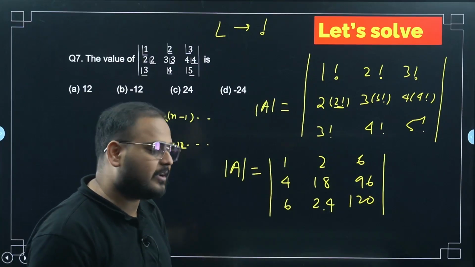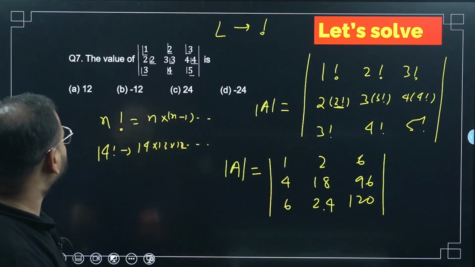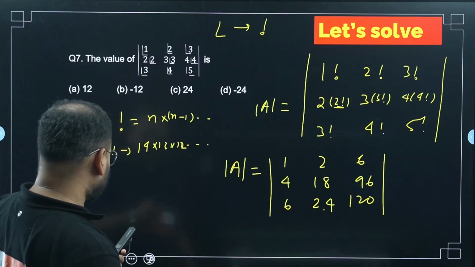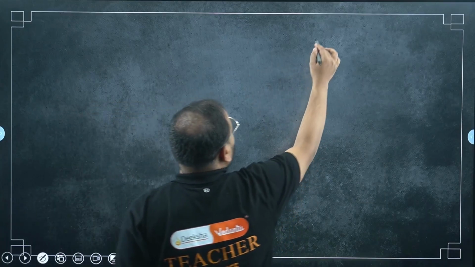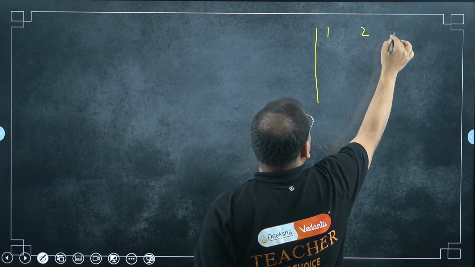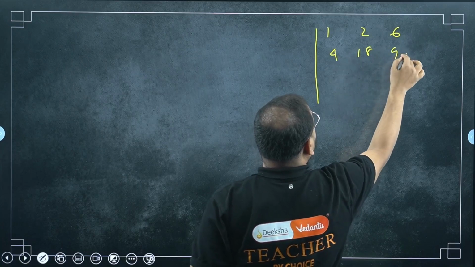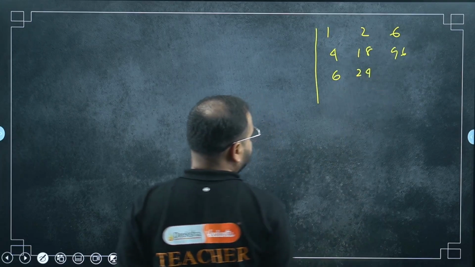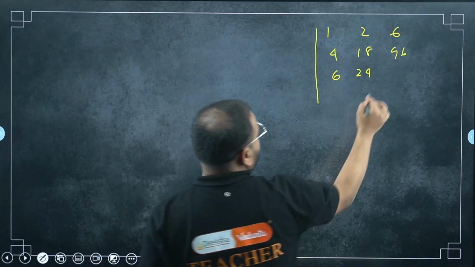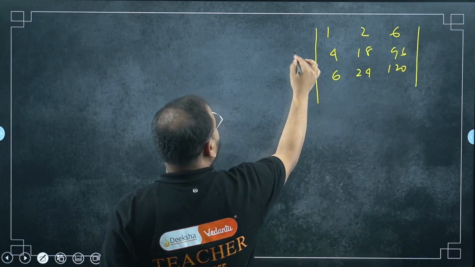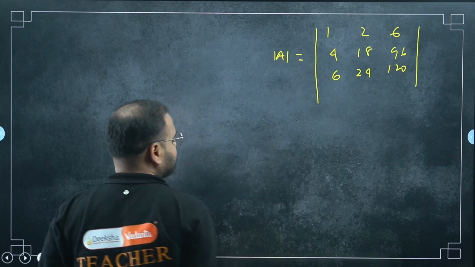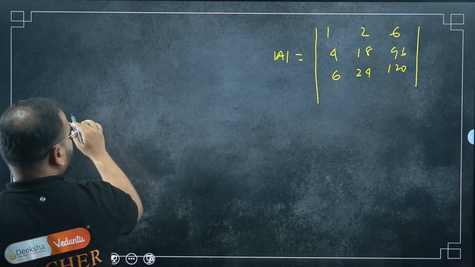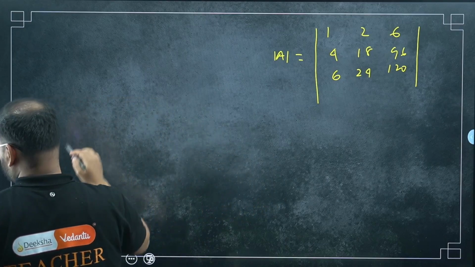120 is there. Now to find this determinant, how will I find this? So let me write this over here. 1, 2, 6, 4, 18, 96. What is next? 6, 24, 120. Okay, this is my determinant of A. How will it look like? So if I have to expand across the first row, I can take it across the first row.